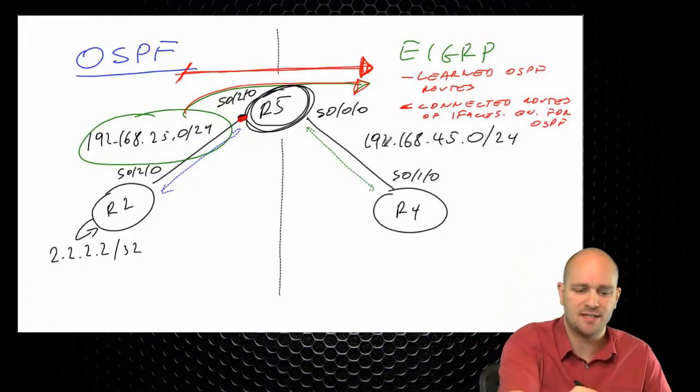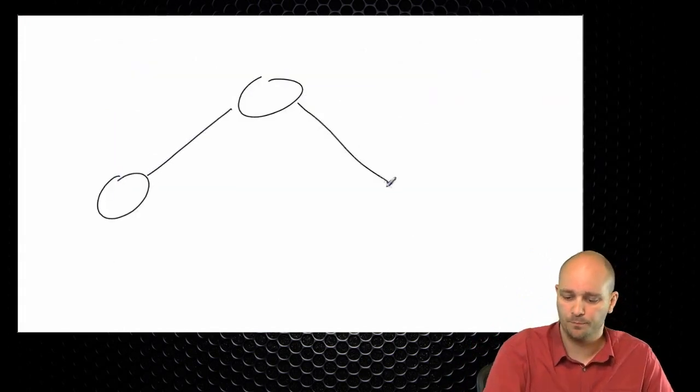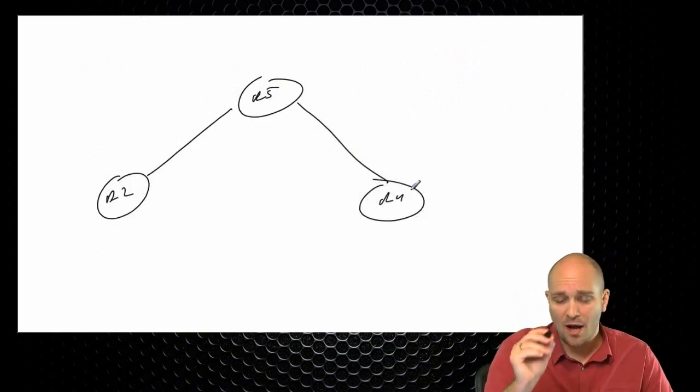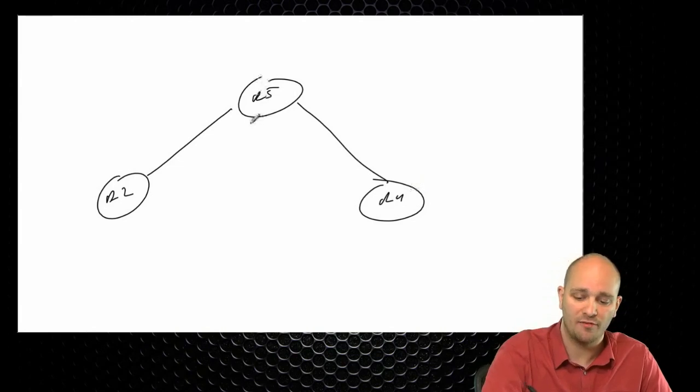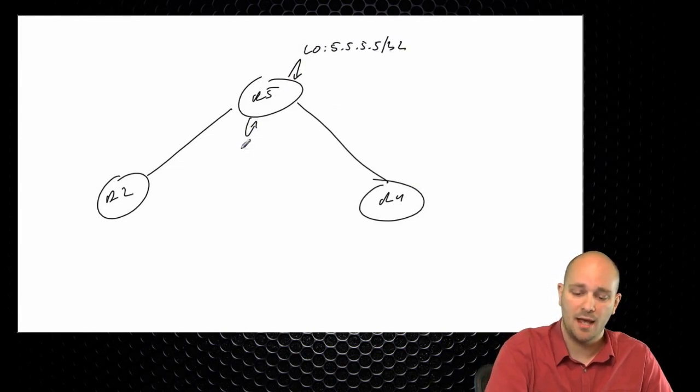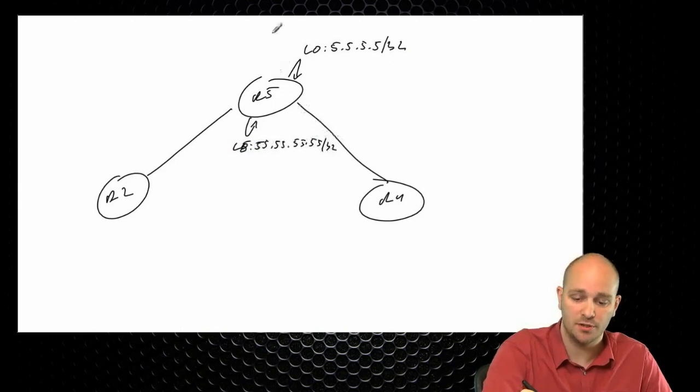Let's expand our example just a little bit. So we are still dealing with the same network. So here we have R2, R5, and R4. Now I want to add two loopbacks on R5. So let's say that I have loopback 0, which is going to be 5.5.5.5/32. And let's say that I have loopback 5, which is going to be 55.55.55.55/32.